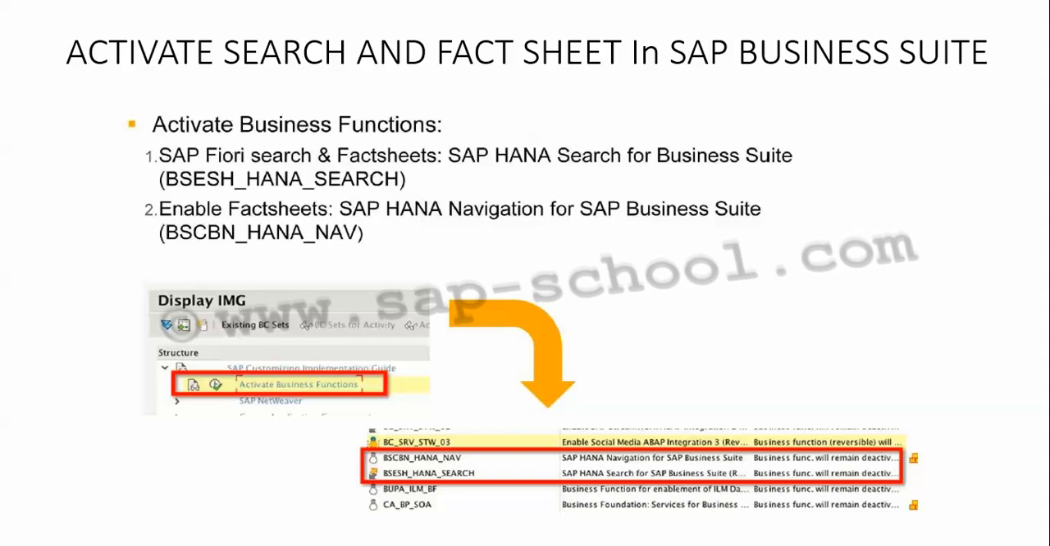After all the prerequisites are met, we need to activate the business functions in customizing for our Business Suite application under activate business functions. These are the two steps involved in it: the SAP Fiori search and fact sheets, and then enable the fact sheets. So basically this is the end of this session.